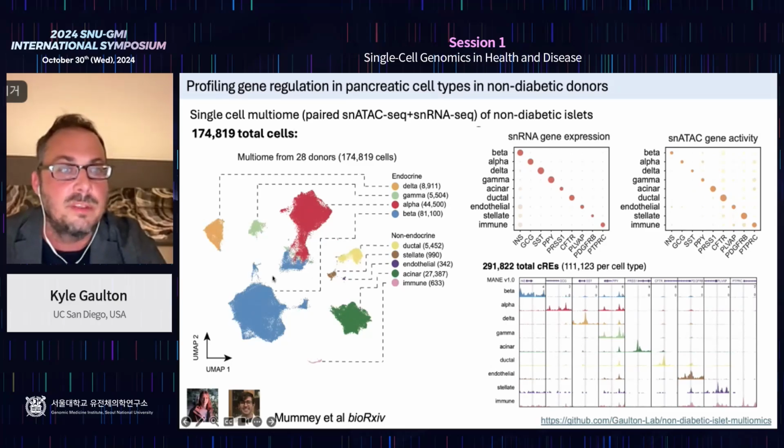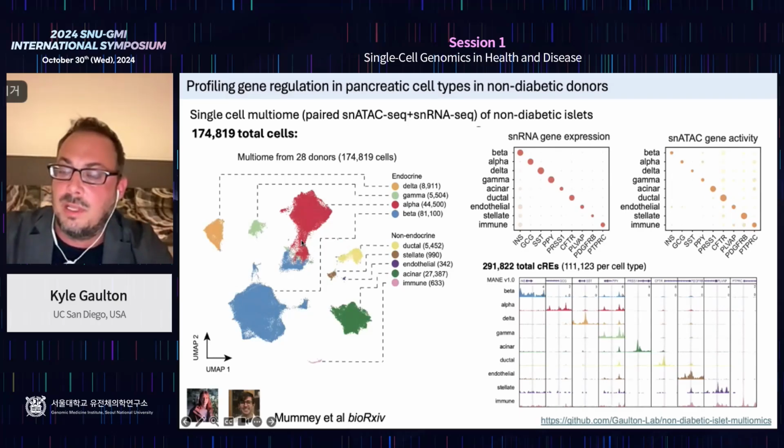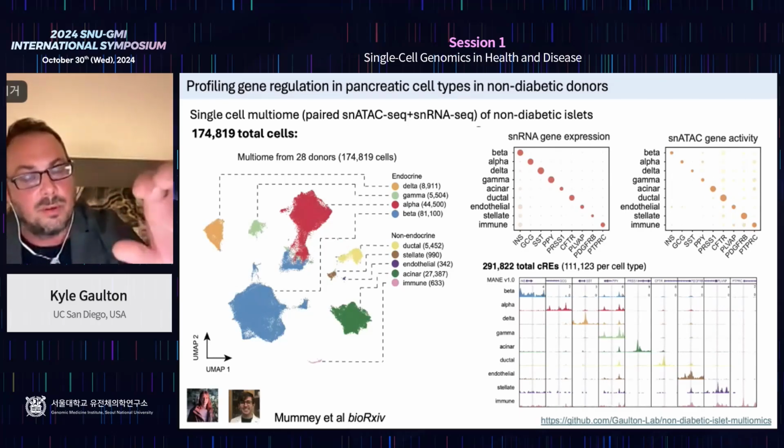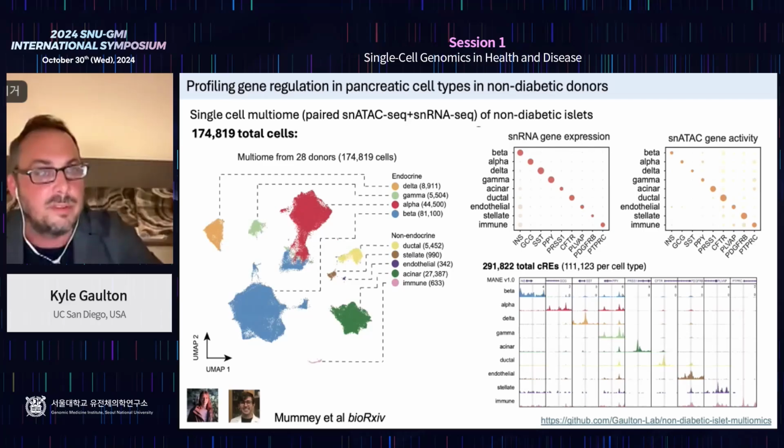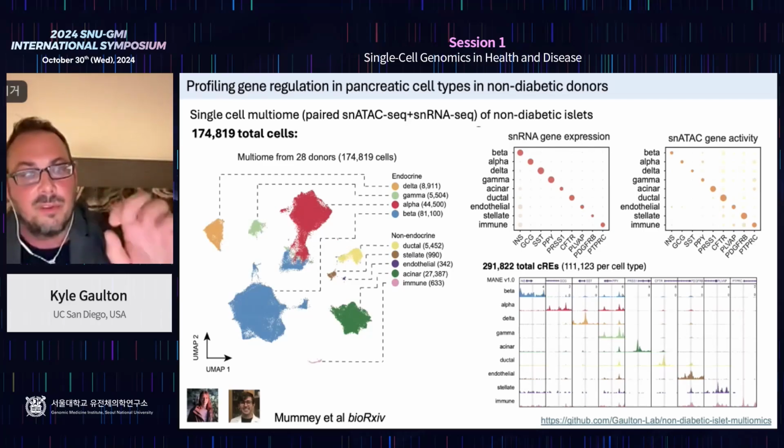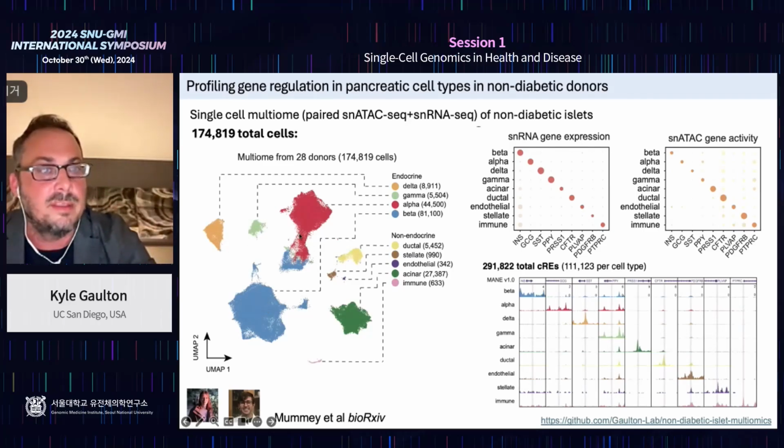And so one thing to note here is that these are data from pancreatic islets, which are endocrine cells that secrete hormones such as insulin that are isolated from the pancreas. So the majority of cells in these data are endocrine cells, alpha and beta cells, although there's a variety of other cell types in the pancreas as well.